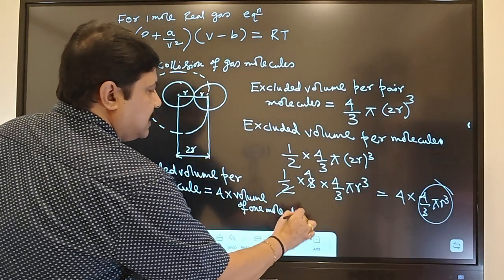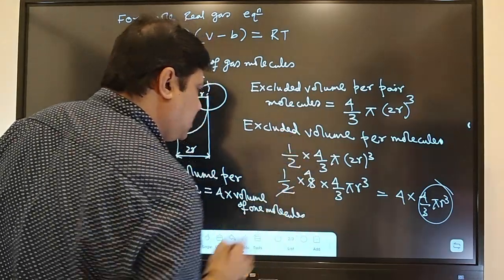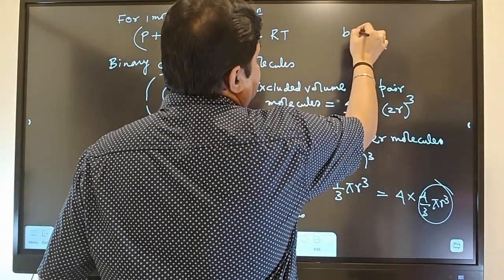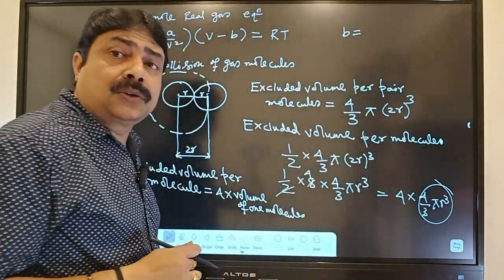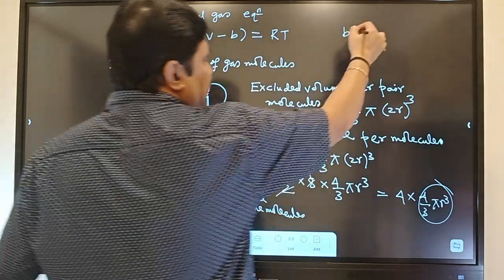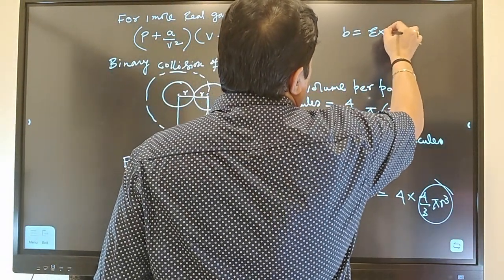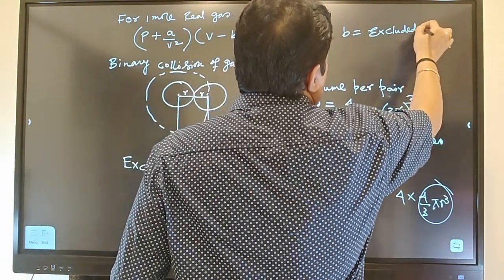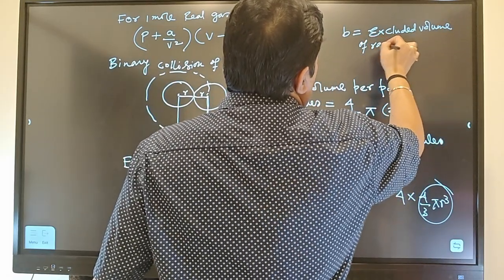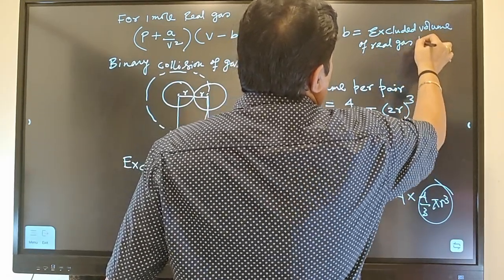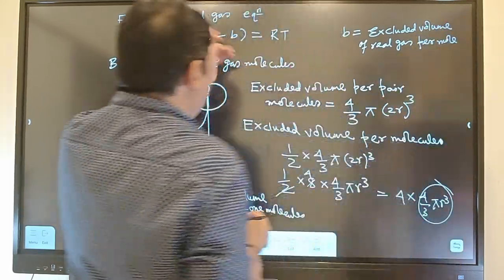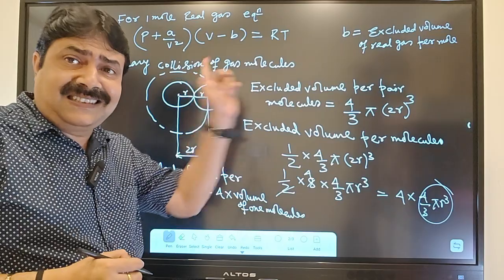Yes or no? Now B is nothing but the repulsive factor as well as the excluded volume of a real gas per mole. This B is the excluded volume of a real gas per mole. That's why if it is 1 mole it is 1B, and if it is n moles it is nB.